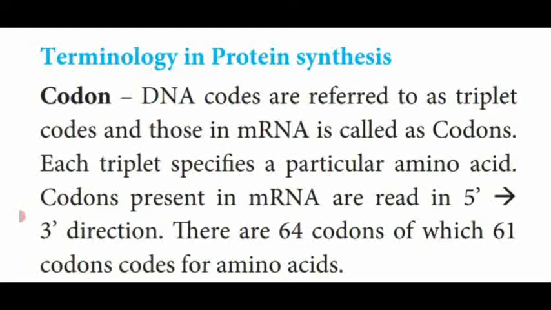Okay. So there are 64 codons, of which 61 codons contain the amino acid. Dear students, for protein synthesis, there are 64 codons. Out of these, only 61 specify a type of amino acid.